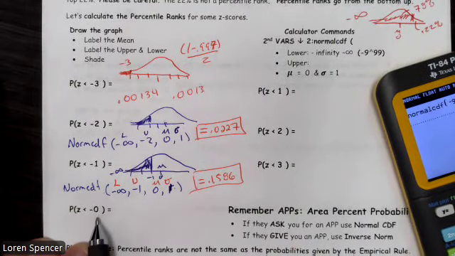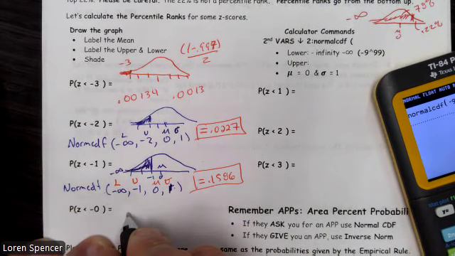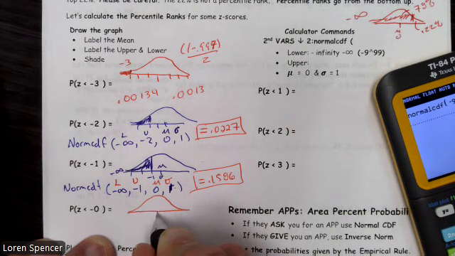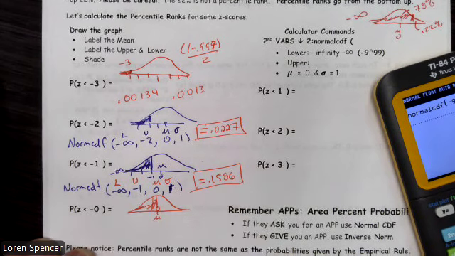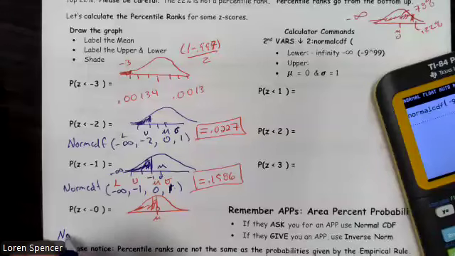All right, probability of -0. You can't have a -0, so technically it's the probability of 0. And I should get 50% because that's my mean, so I should be right in the center of the graph. Let's run it. And remember, percentile ranks go to negative infinity.